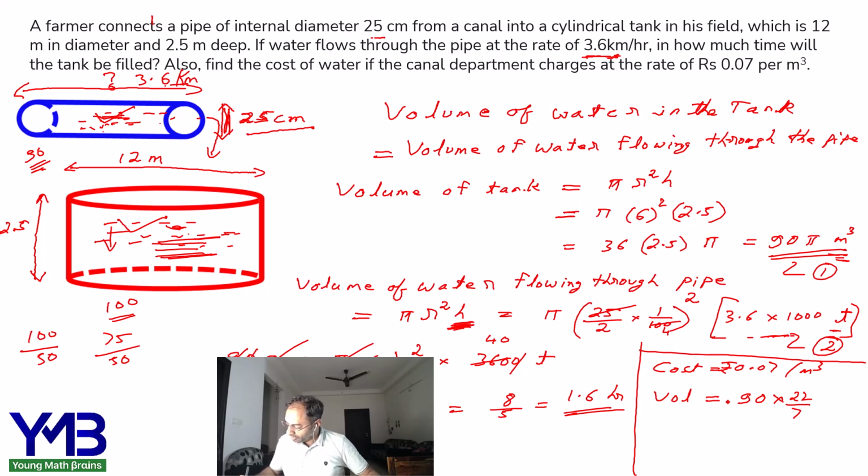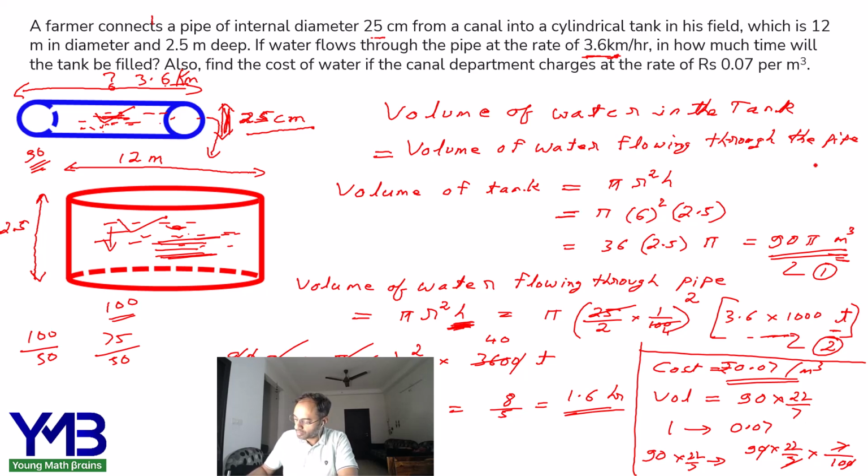So for 1 meter cube, if I purely go by what is the cost given, for 1 meter cube, it costs 0.07. So for 90 pi, 90 into 22 by 7, what would be the cost? We just have to cross multiply. So it will be 90 into 22 by 7 into 0.07, which can be written as 7 by 100. Right? So 7 cancels, the 10 here and the 10 there cancel. So 22 into 9 divided by 10. So 22 into 9, how much will that come to?